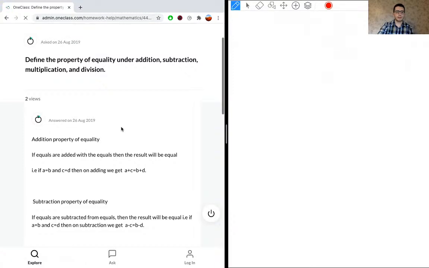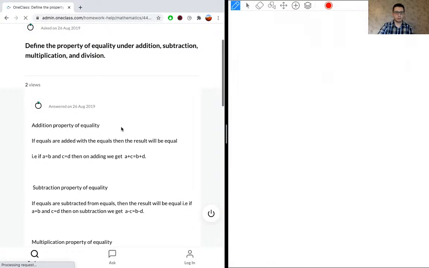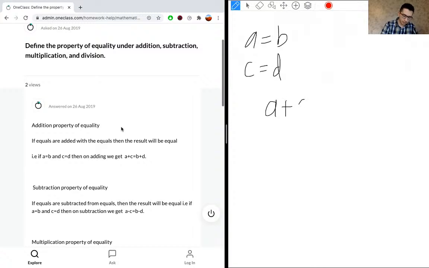So the next question is asking us to define the property of equality under addition, subtraction, multiplication, and division. Let's say we had A equals B, and then C equals D. So there are 4 scenarios. Let's say we added these. If we were to add these, we would get the following: A plus C on the left side, and this would be equal to B plus D on the right side.